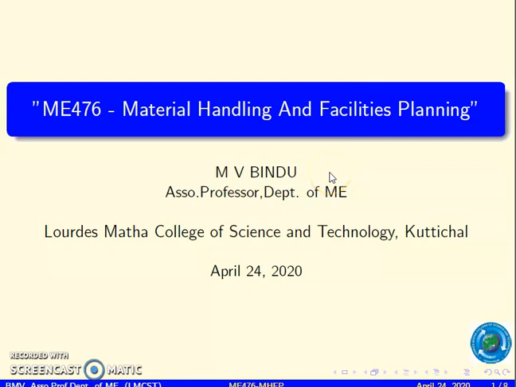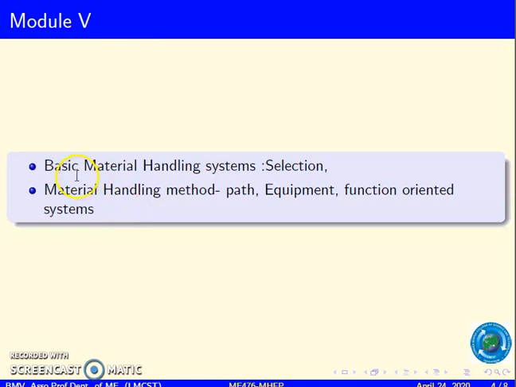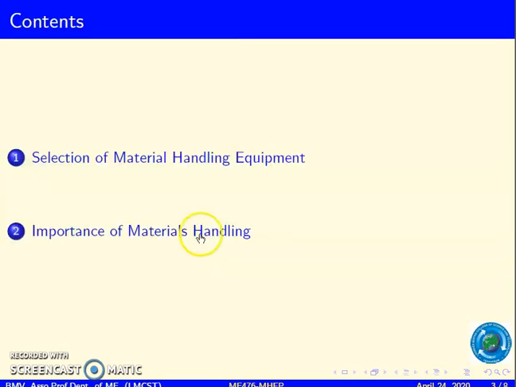Hello, welcome back to the session on material handling and facilities planning. Now we will start the fifth module. The fifth module consists of these topics: basic material handling systems, selection, material handling method, part, equipment, function oriented system. In this session we will see the selection of material handling equipment and the importance of material handling.